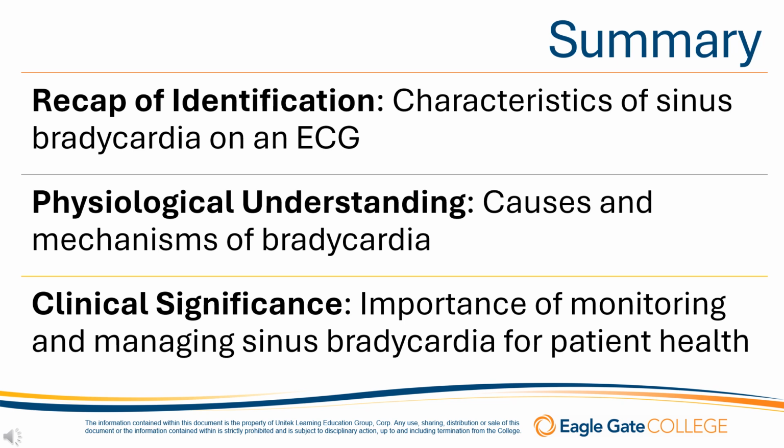Every P wave has a QRS complex to go with it. The PR interval is between 0.12 and 0.2 seconds, and the QRS duration is between 0.06 and 0.12 seconds. We looked at the fact that the rate is controlled by the sinoatrial node, and it is being affected to a slower than usual rate due to things like an increased vagal tone, certain medications, intrinsic heart disease, or the normal processes of aging.